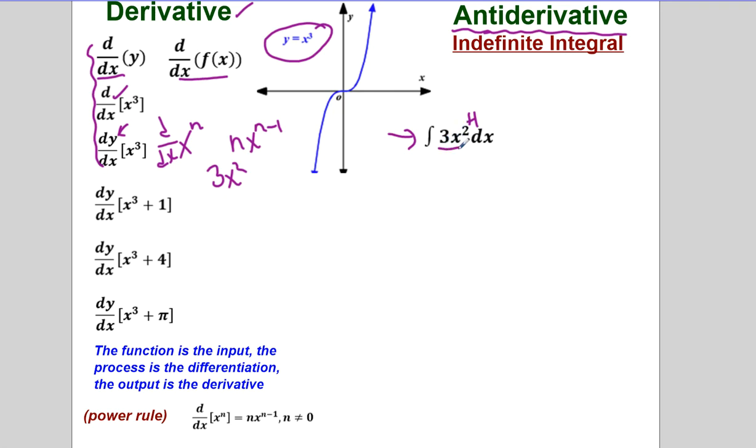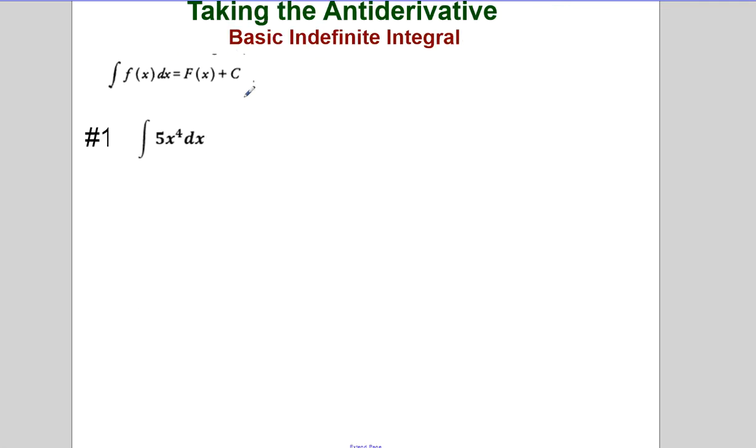We multiply by 3, we're going to divide by 3. So basically, this turns into 3 into x cubed, because 3 over 3 is 1. Now, let's go ahead and take a look at an example. Boom. So we have our rule here for an indefinite integral.